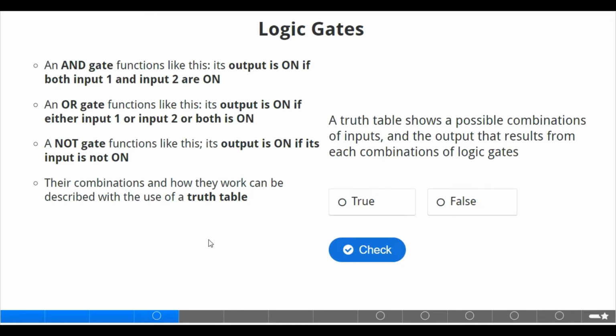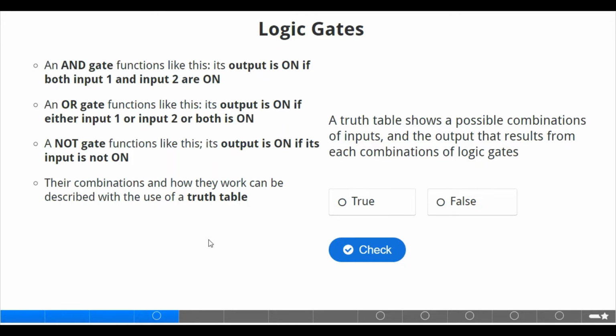For a NOT gate, it functions like this. Its output is on if its input is not on. That means if the input is put to off, then the output will be on. If you put the input on, the output will be off. Now, their combinations and how they work can be described with the use of a truth table. That means for a logic gate that bears AND gate, OR gate, or NOT gate, you can describe them using the truth table.